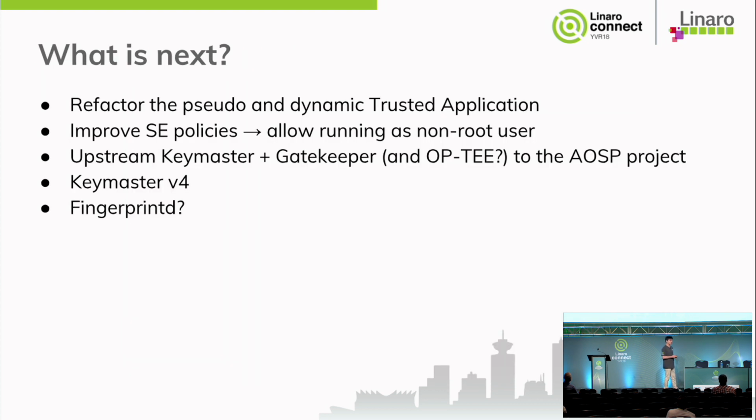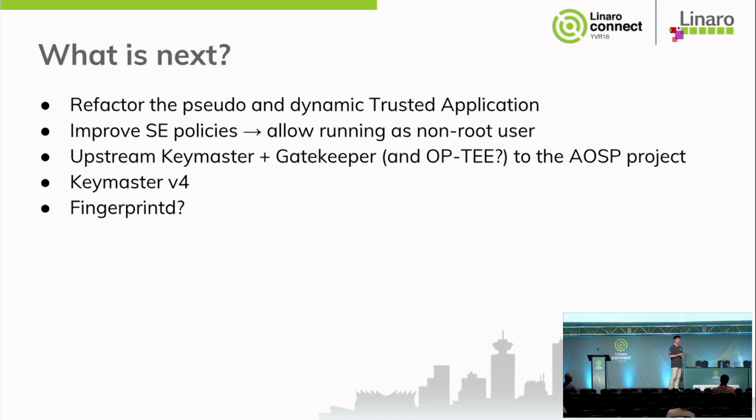So that's all we have for now. Our next steps, which I think Igor, one of our engineers, is working on, are to refactor the pseudo TA into dynamic trusted applications so that we can have everything contained within TAs. Improving SE policies, because at this point we have to run everything as root, so we'd like to be able to run it as a non-root user as well. And then upstreaming: we're in contact with the AOSP people to see what is the best approach or strategies for getting all this upstream.